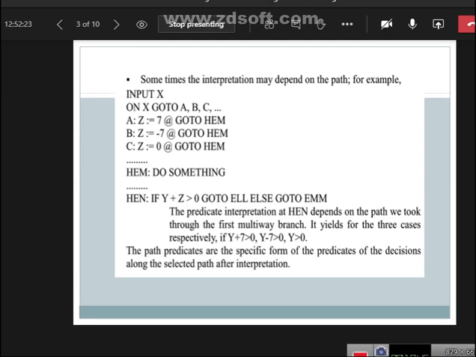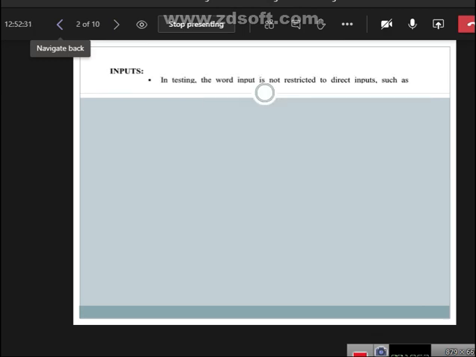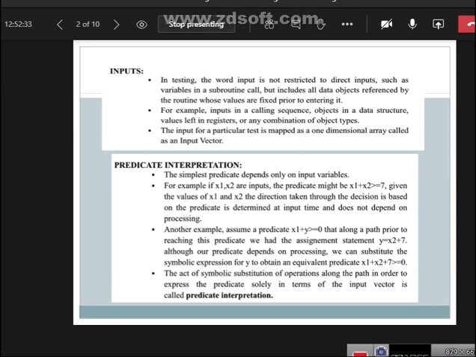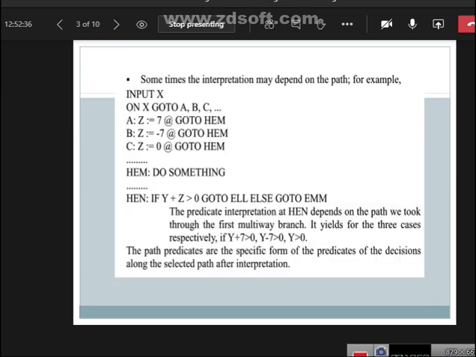Here we are giving some example program related to predicate and predicate interpretation. We have discussed inputs and predicate interpretation. For that predicate interpretation and something related to input, sometimes the interpretation may depend upon one path. See here what they are saying, that based upon one path also, sometimes the interpretation may depend.